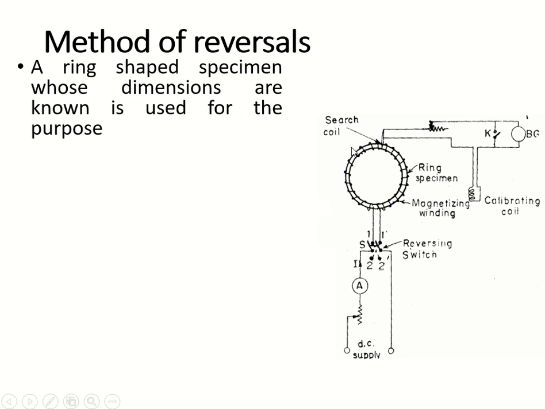First one is the method of reversal. We have already studied this experimental setup. Are you remembering? Yes, this setup is mainly used for finding the magnetic flux density of a ring specimen. The same setup we are using for the method of reversal. A ring shaped specimen whose dimensions are known is used for this purpose.